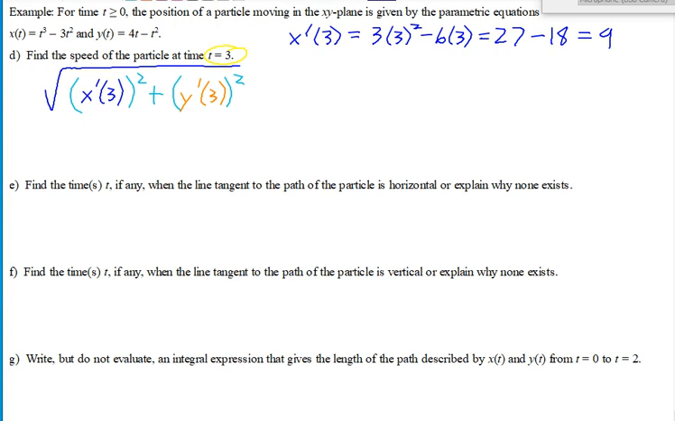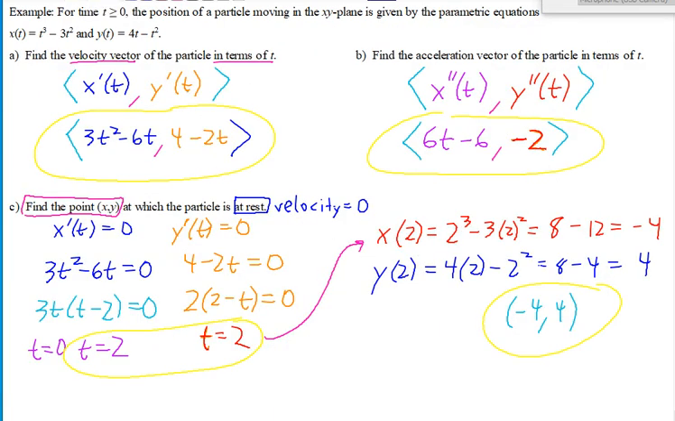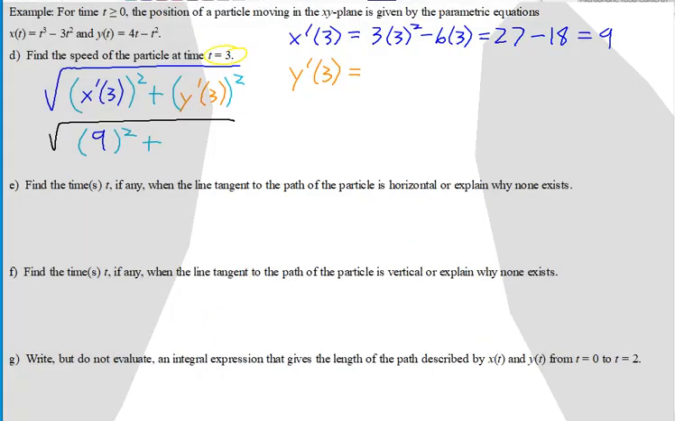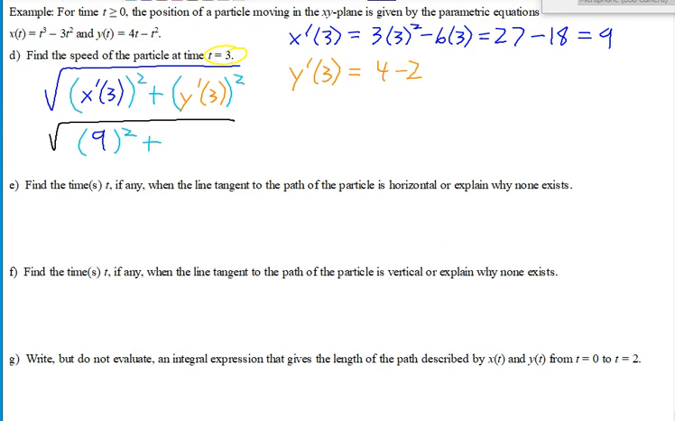So this is going to be the square root of 9 squared. x prime of 3 is 9. Plus y prime of 3. Well, again, that's the vertical component of velocity. We already found y prime of t was 4 minus 2t. So that'd be 4 minus 2 times 3, which gives you 4 minus 6, which is negative 2. So this would be negative 2 squared.